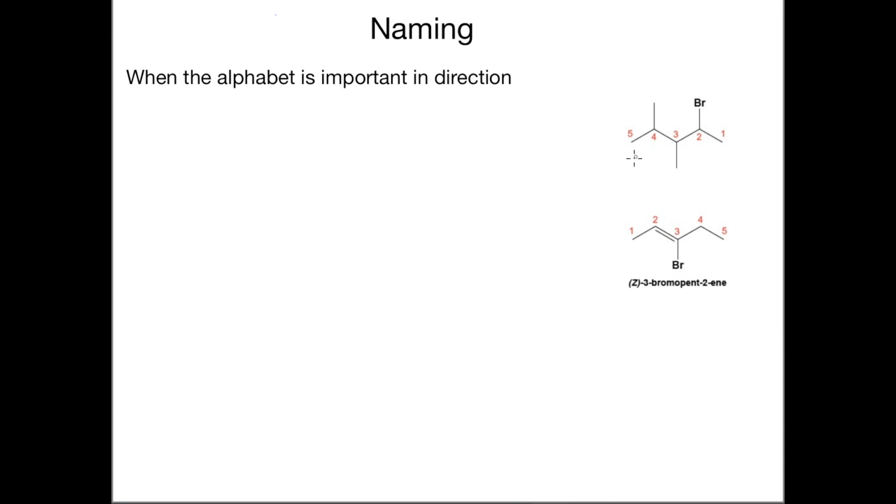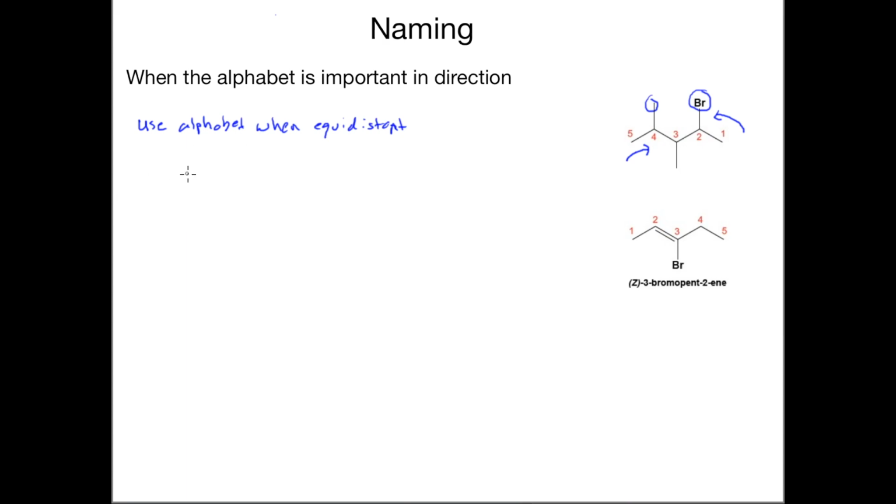Now, sometimes you do need to use the alphabet when making a decision. This is basically what happens when you have the same distance on either side before your substituent. So when you have two things that are equidistant, you must determine the direction that you go based off of the alphabet here.